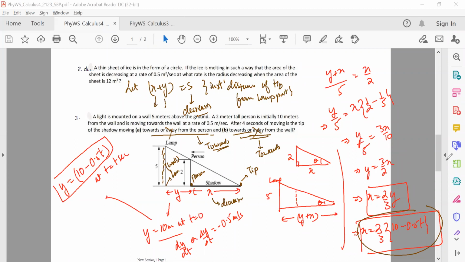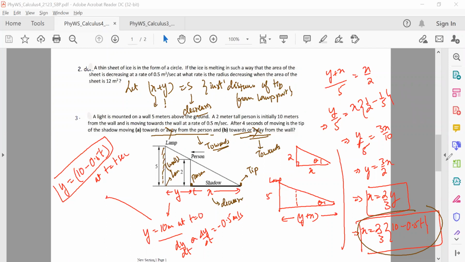No, the tip is a point, na beta. The tip is a point in the shadow. Are you understanding? What is the length of the shadow? It is a quantity x which I have shown in the diagram. So x is decreasing with respect to time. But what about the tip? The tip is just moving. It's not decreasing or increasing. The tip is a point. So for that we have to take a reference point like the wall or the lamp.